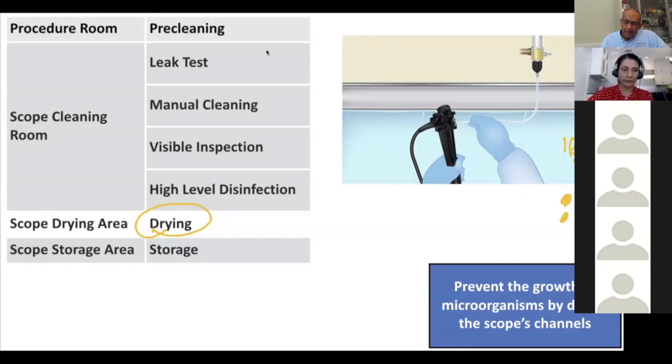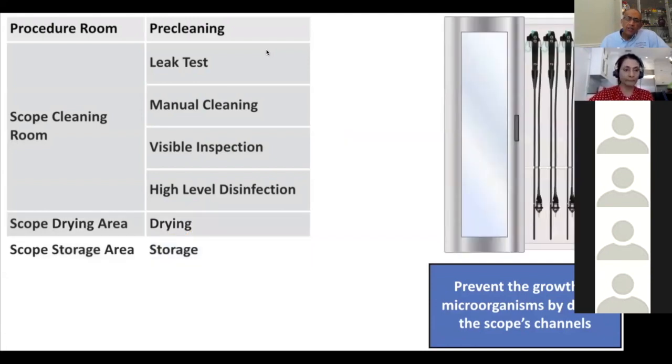Following that, you take it and store the scope. At Anderson, we are fortunate to have a special storage area with continuous drying, where filtered air goes to all the channels through tubes, and there is a continuous flow of air that allows the scope to remain dry.